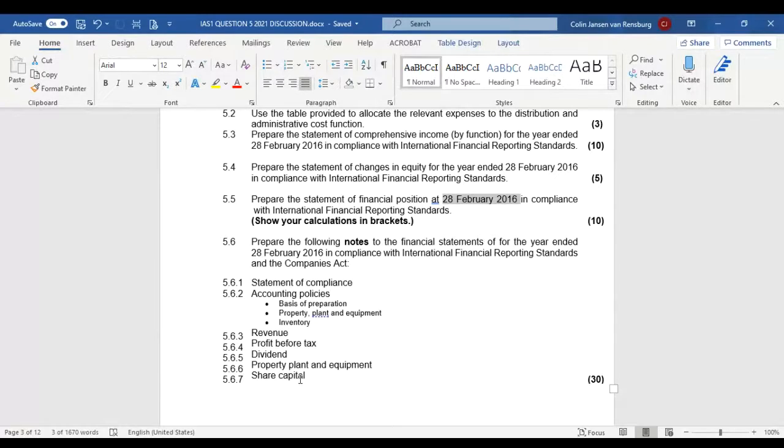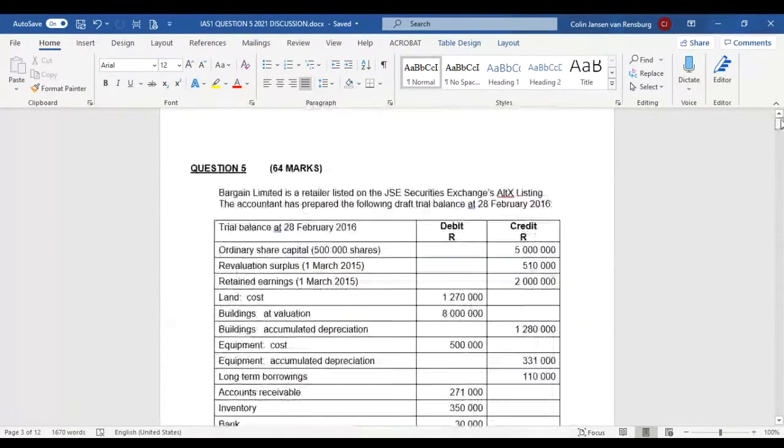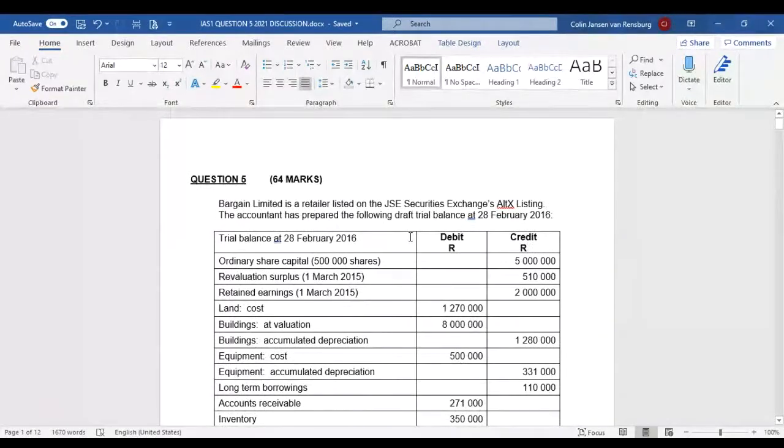calculations and journal entries. But share capital is the very first topic we're going to be doing next term, in term 2. So then we are going to look at share capital in more detail. But now already you must just be aware of the basic principles regarding share capital and the issue of share capital. Okay, so that is what is required of us. So now let's go back to the question.